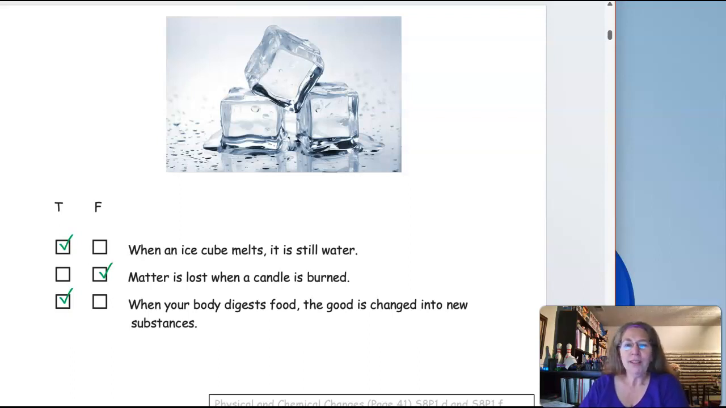When an ice cube melts, it is still water. This is true. Water exists in the 3 phases, and it's one of the few molecules and compounds that does on Earth. Water can exist as a solid, a liquid, and a gas.